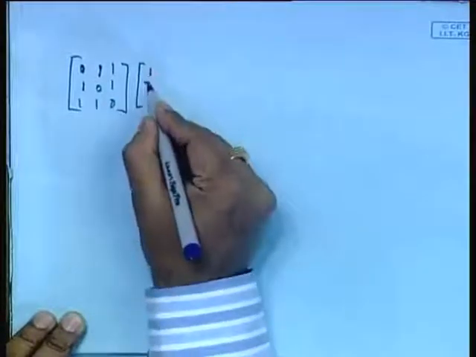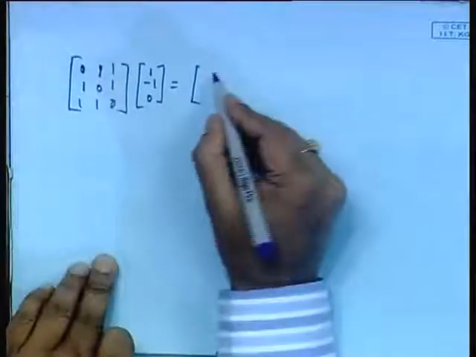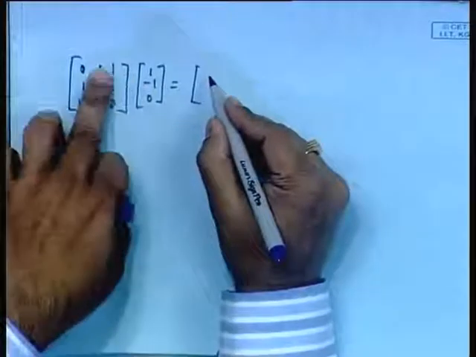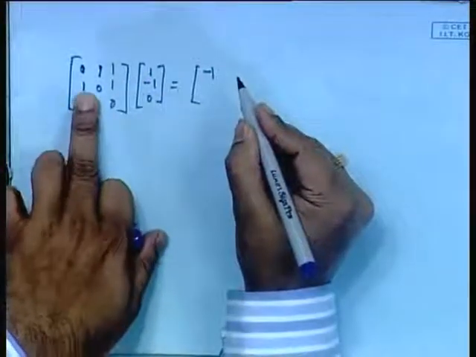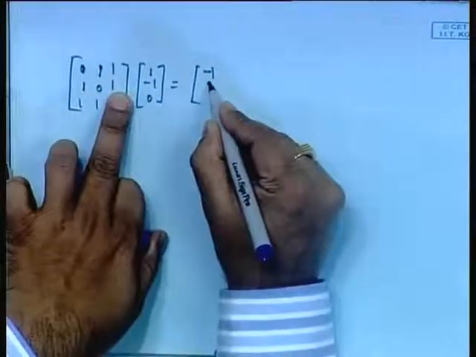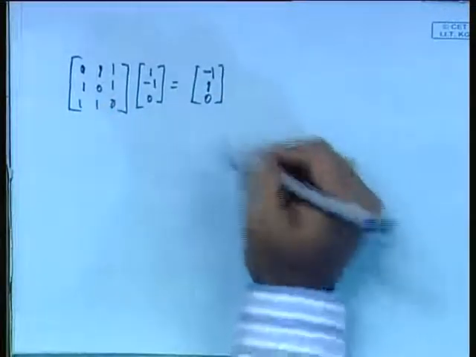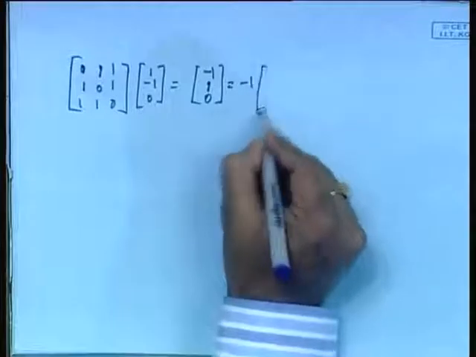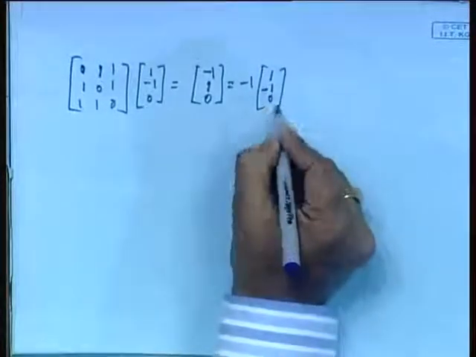So, let me multiply it by this vector. What is this row? It is 0, minus 1, 0, and what is this? This is 1, 0, 0, and this is 1 minus 1, which is 0. So it is minus 1 times (1, minus 1, 0). Okay, so this is the other eigenvector.